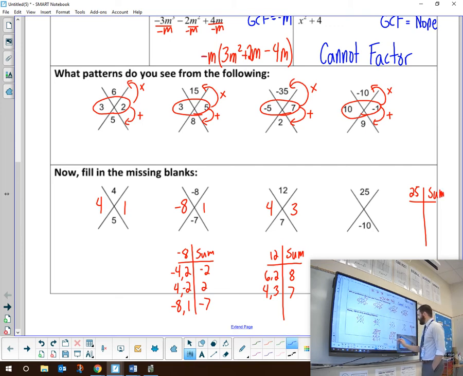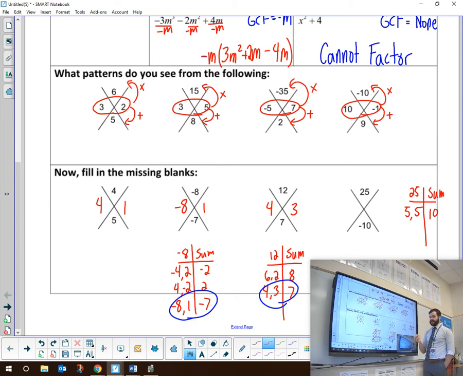Okay, so there's that one. There's that one. Okay, so for 25, let's see here. It's a positive 25, but a negative answer. How strange. Well, we could go 5 and 5. That makes 25. I know that. Oh, but that makes a positive 10. How can we make a negative 10?